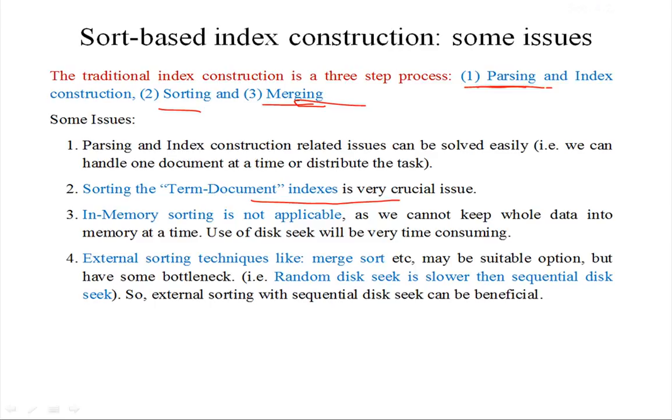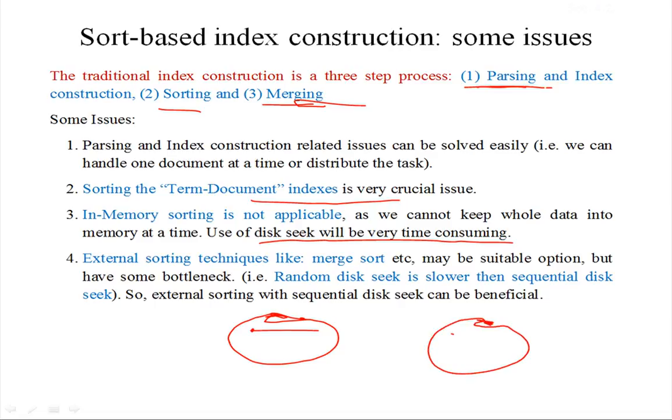In-memory sorting is not applicable as we cannot keep the whole data in memory at a time. The use of disk seek may be very time consuming. Actually, in a traditional magnetic disk, suppose data exists here, and the head rotates and picks data from here. Then it is not guaranteed that the head may find the next data here or here. It may be possible that the next data exists at this point.